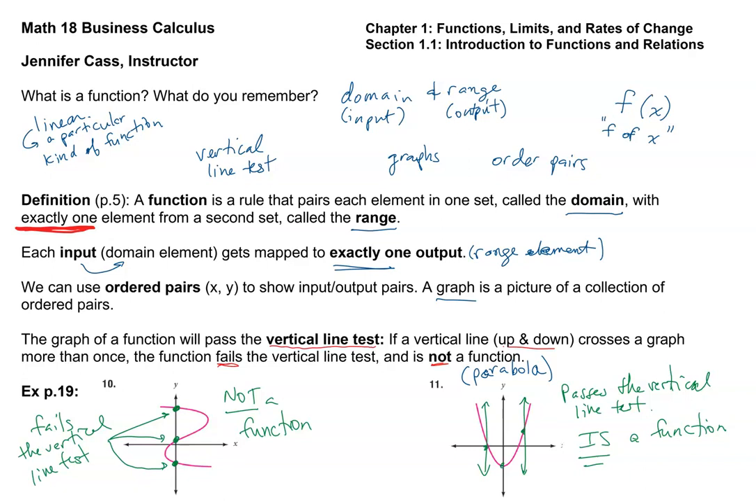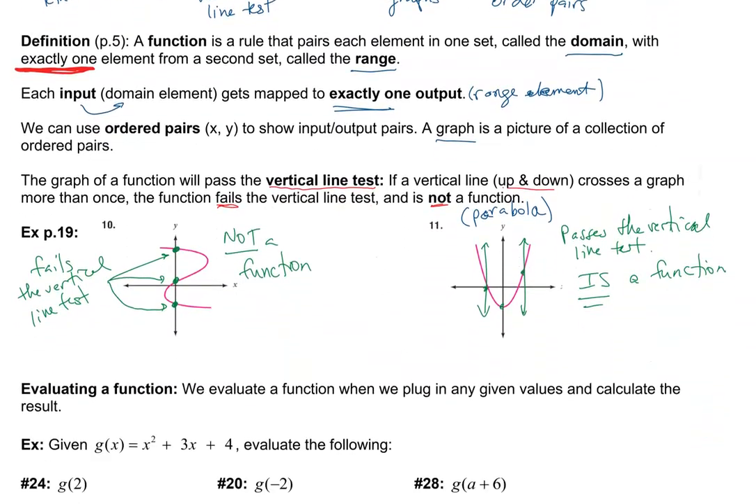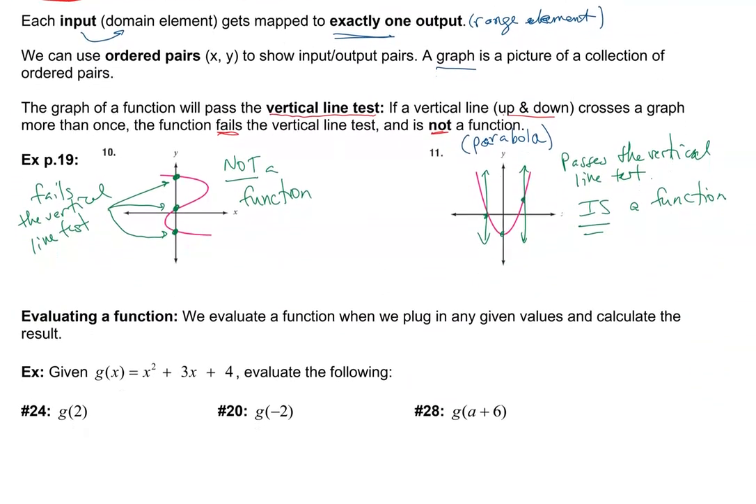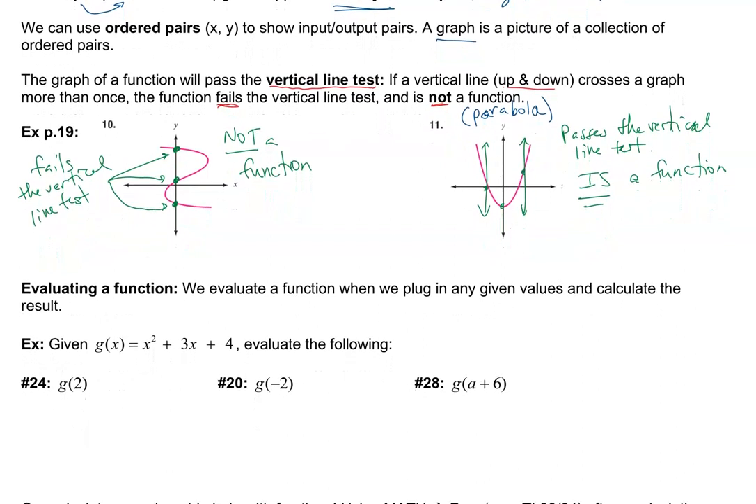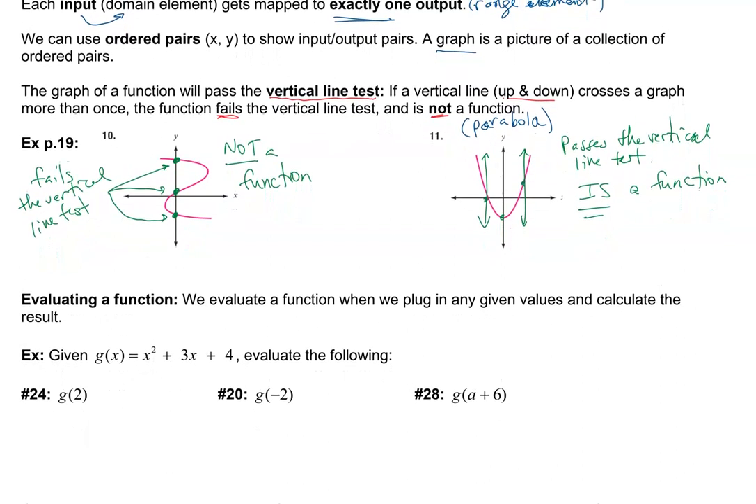Let's continue on a little bit on this video. So the next thing, now that we have functions, we learn how to evaluate them. So we evaluate a function. I want you to know that word, so you'll know that that's the instruction to do what we're about to do. We evaluate a function when we plug in any given values and calculate the result. So here's some examples. Given our function g of x equals x squared plus 3x plus 4, evaluate the following.